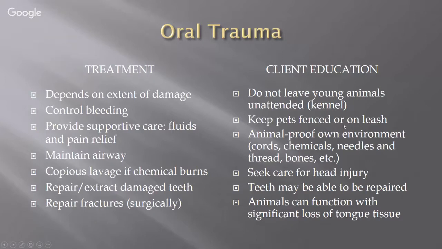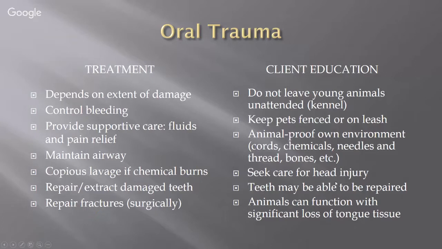We don't want to leave young animals unattended. We want to kennel them. If they're left unattended, often they make poor choices. We want to keep pets fenced or on a leash, keep them away from large moving vehicles. Animal-proof the environment, so talk about cords, chemicals, needles, thread, bones, etc. Make sure that we have a safe environment for this small animal.